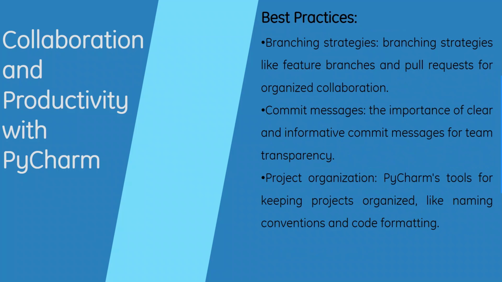Next, we have the best practices with collaboration and productivity. First, we have branching strategy, like feature branches and pull requests for organized collaboration. And then we have commit messages, the importance of clear and informative commit messages for team transparency. And then we have project organization, PyCharm's tools for keeping projects organized, like naming conventions and code formatting.